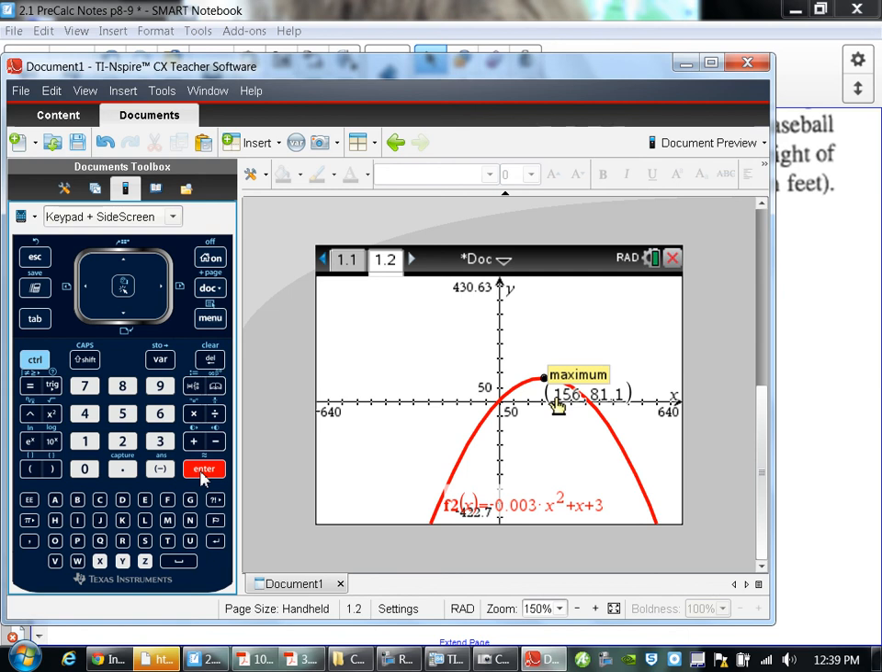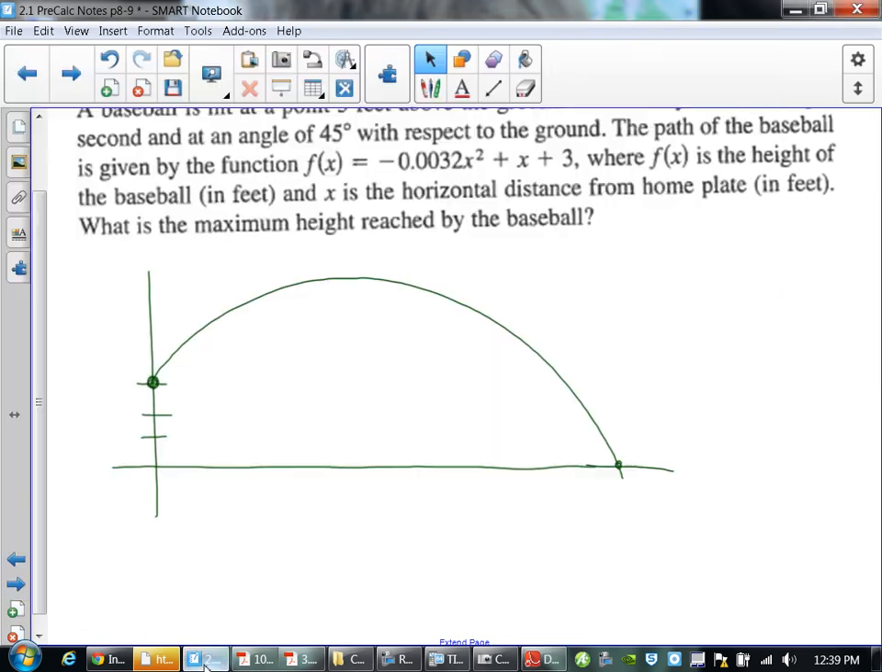Okay, so the idea here is, guys, what is it that you're looking for? It was asking for a maximum height. Well, maximum height looks like it's at 81.1 feet. That's about it. Okay. You're utilizing the tools of the graphing calculator to make it work. It's not as scary as it may seem.